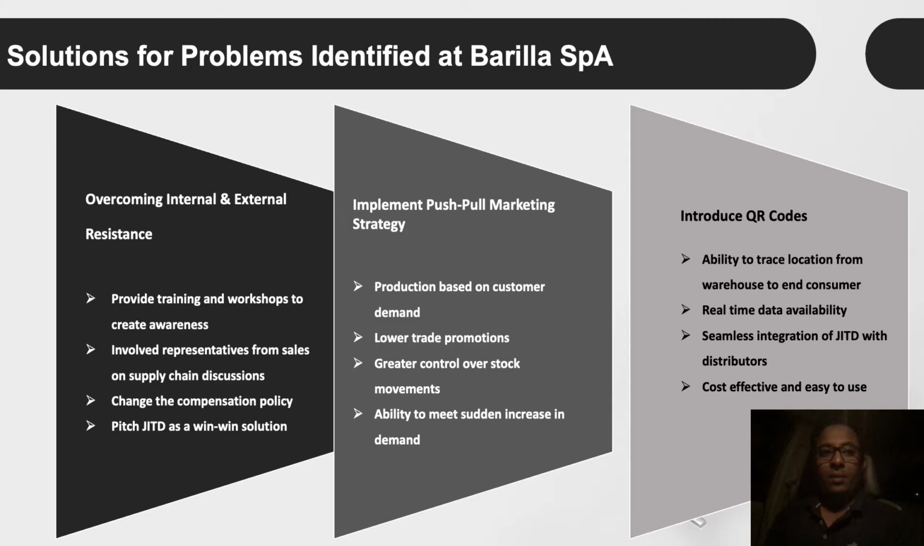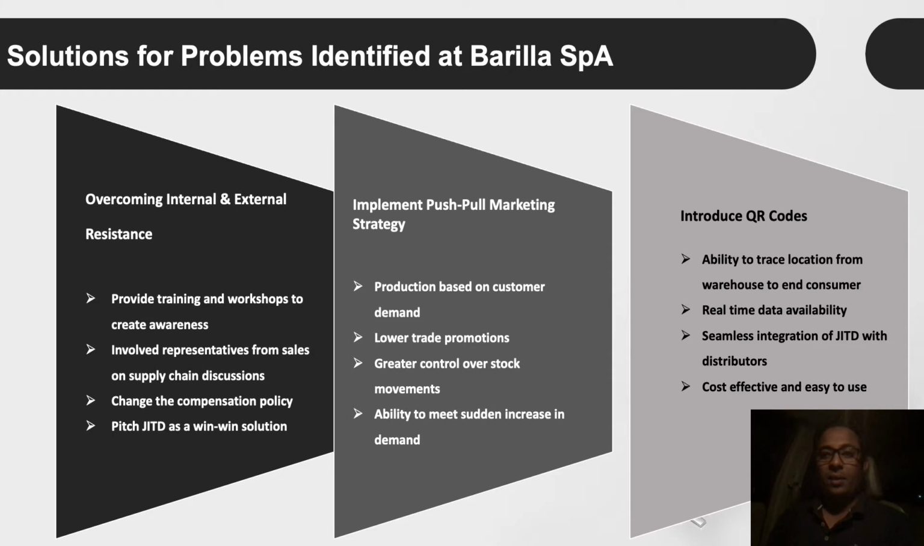First, we'll look at overcoming internal and external resistance. With the JITD program, Barilla management faced a number of issues, both internal and external. One of the key issues identified earlier was the resistance from the sales force of the company and resistance from the distributors. Therefore, it is vital to convince the internal parties of the benefits of JITD before pitching it to the distributors.